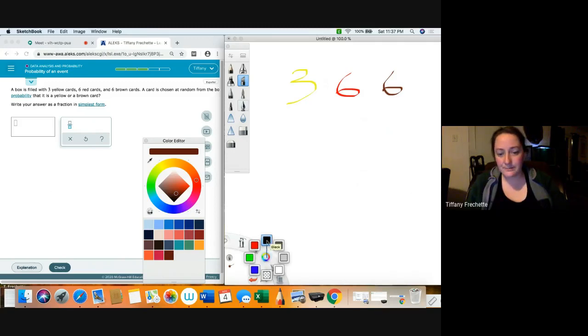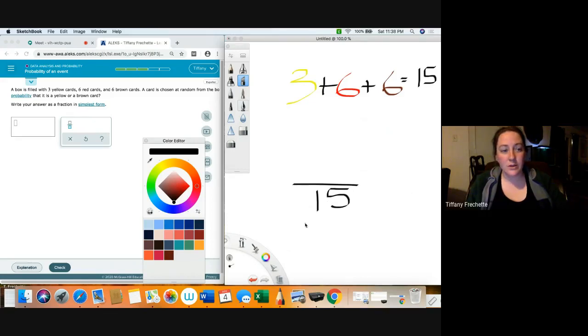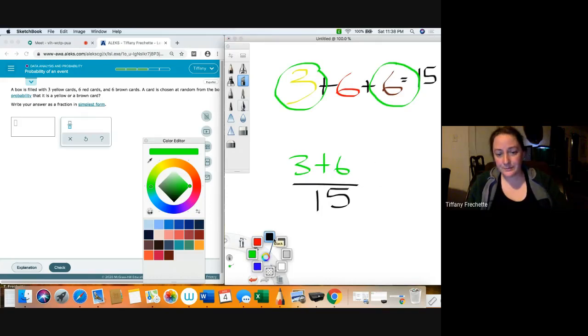So our first job, we need to add these together. So we have 3 plus 6 plus 6. So we have 9 plus 6 more. We have 15. So I know there are 15 cards total in this box. So 15 possible outcomes. And I want to know the likelihood that it is yellow or brown. So we don't want it to be red. We want it to be one of the yellow or one of the brown. So total, we have 9 out of 15.